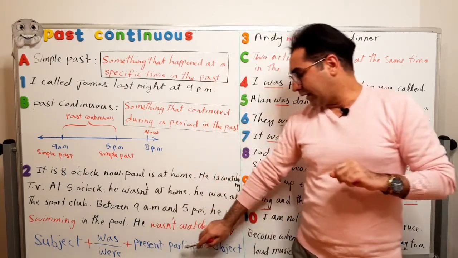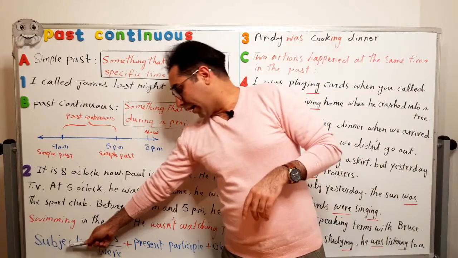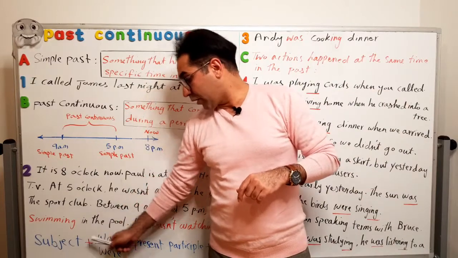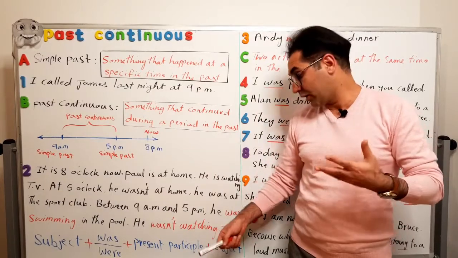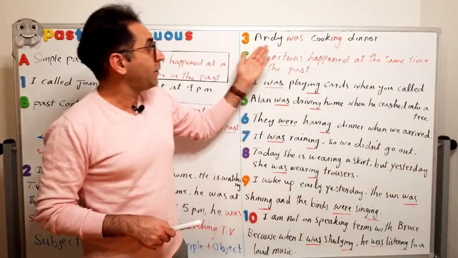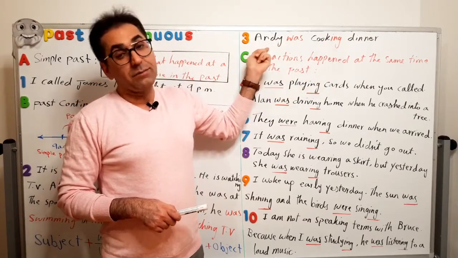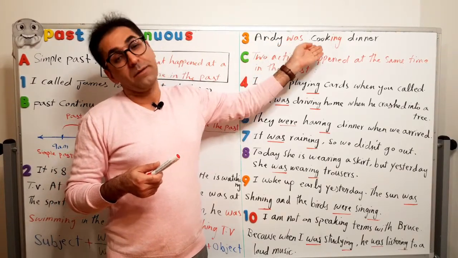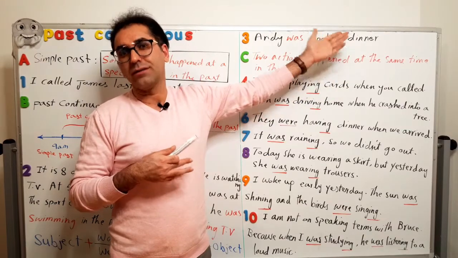So then I need the present participle, which means a verb with ing. For example, I was cooking, right? So I is my subject, then for I we normally use was, and then we need the present participle, or verb with ing. I was cooking. So what? I was cooking dinner. Or as you can see here, we have the example, Andy was cooking dinner. So Andy is my subject. Then for Andy, because it is singular, I can use he instead of Andy, right? I can bring was plus the present participle, or verb with ing. So cooking, what? The object, dinner.